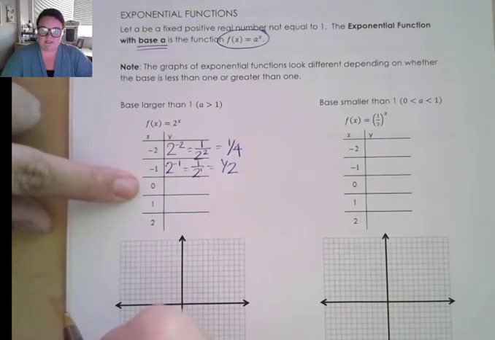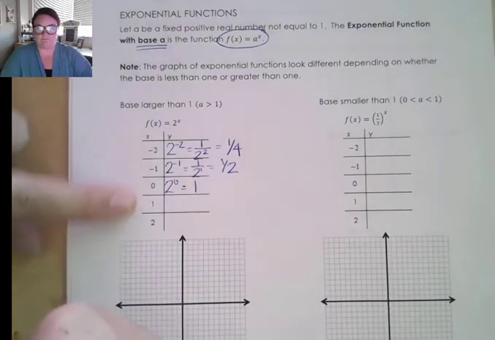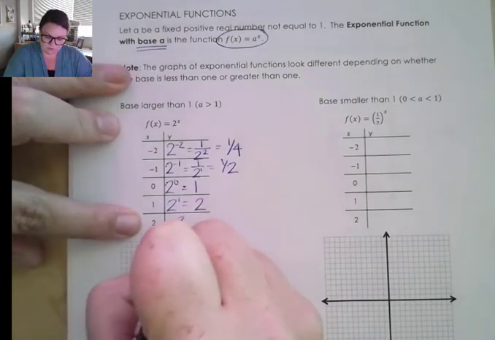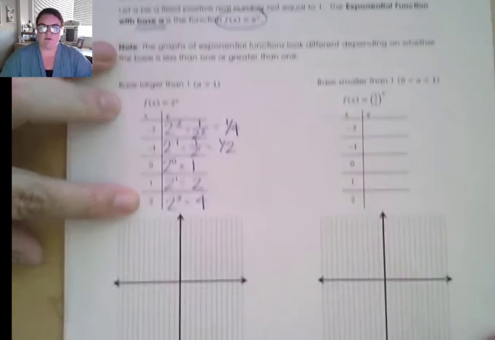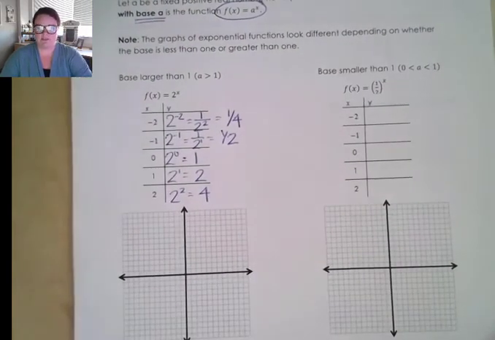Okay, 2 to the 0 power, well, anything to the 0 power is 1. 2 to the first power is 2, and 2 squared is 4. So we're going to go ahead and graph this just to see what it looks like.